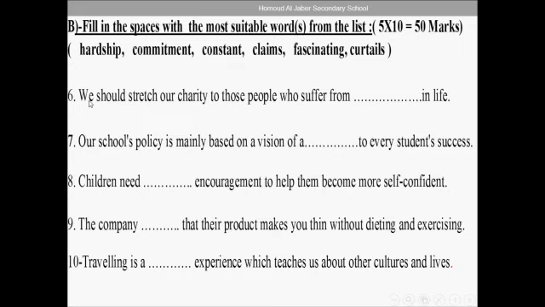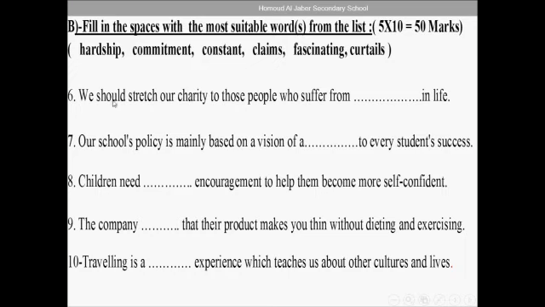Question number 6. But before we start reading the questions, you need to understand the meaning of the active words here. We have here hardship صعوبة أو مشقة، commitment التزام أو تعهد، constant ثابت، claims يدعي، fascinating رائع ومبهر، curtailed يقلص أو يقلل.